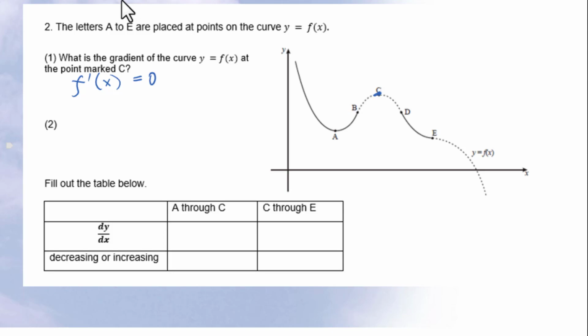Question 2. Fill out the table below. From A through C, the graph is increasing, so dy/dx is positive. From C to E, the graph is decreasing because as x increases, y decreases. The derivative is negative.